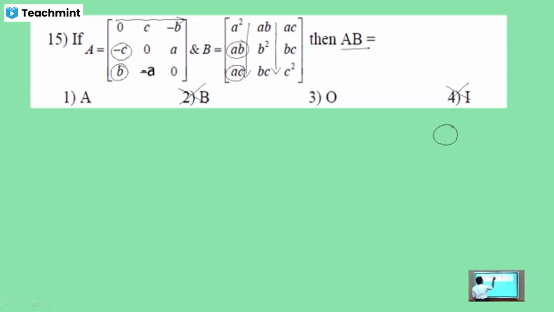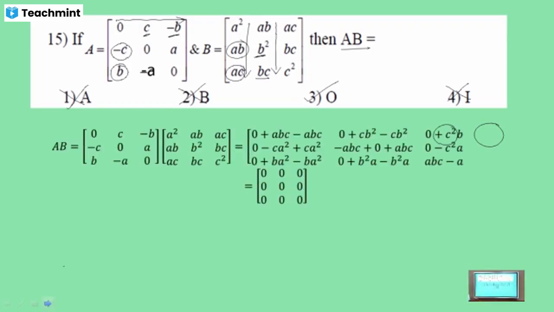0 into AB is 0, C into B square is CB square, minus B into BC is minus B square C, plus B square C minus B square C is 0. So that the second element is also 0. Second element is 0 means it is not A, it is the 0 matrix. Therefore, the product of the matrices is equal to the 0 matrix is the solution.